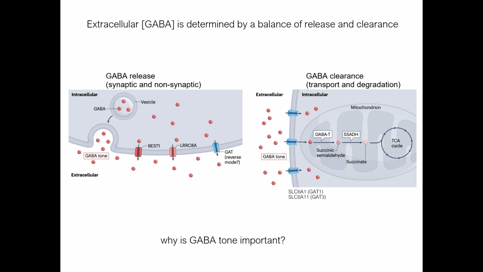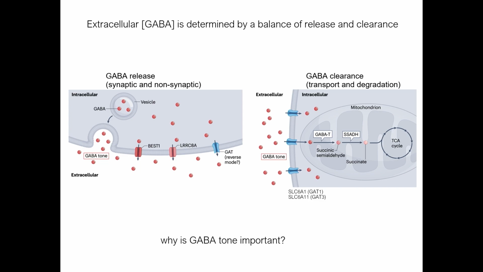I'm not going to talk about them, but in astrocytes especially, there's a molecule called BEST1, a channel that allows GABA to come out. These mechanisms of release of GABA are counteracted by the reuptake of GABA into neurons and astrocytes through the GABA transporters. As I mentioned, there's SLC6A1, or GAT1, and SLC6A11, GAT3. These are the two major GABA transporters in human brain.